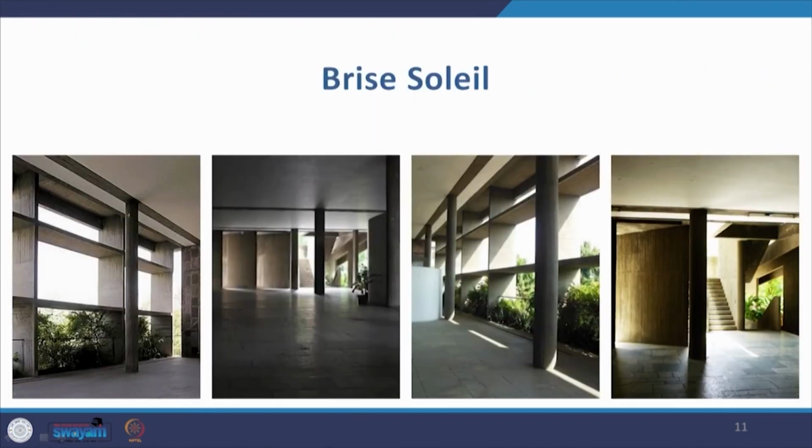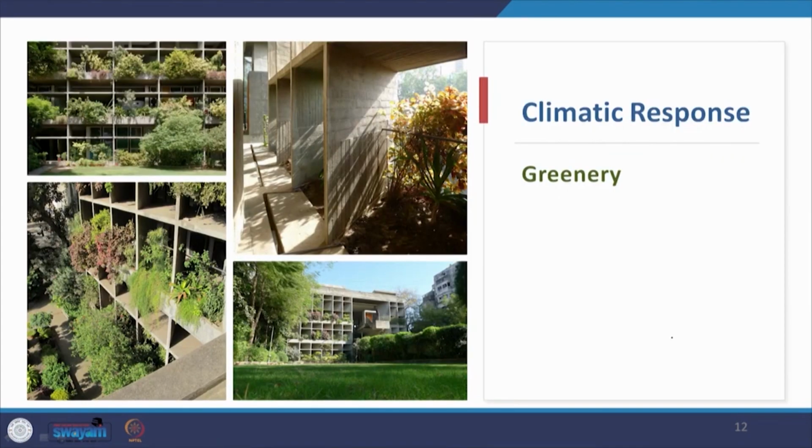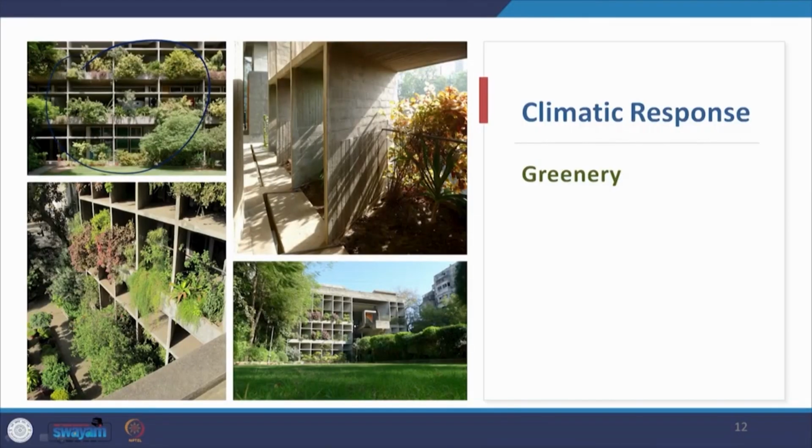Now this is the brise soleil from the interior. As you can see how deep it is towards the west side, whereas it is straight and of course deep enough towards the east side. This is how deep it is on the west side. The climatic response is aided by greenery. One of the points of climate responsive design of Corbusier is dense greenery within the louvers or the brise soleil, as you can see, and all around the building.